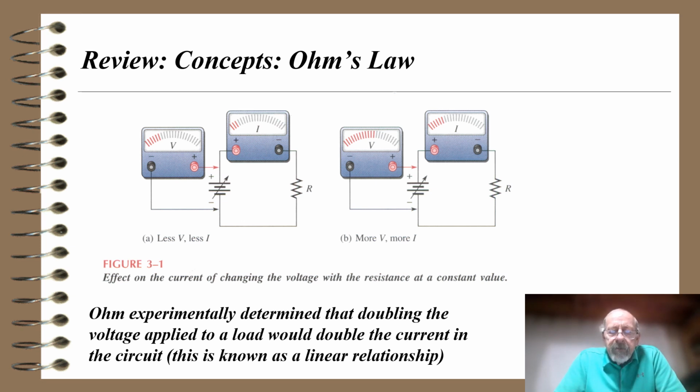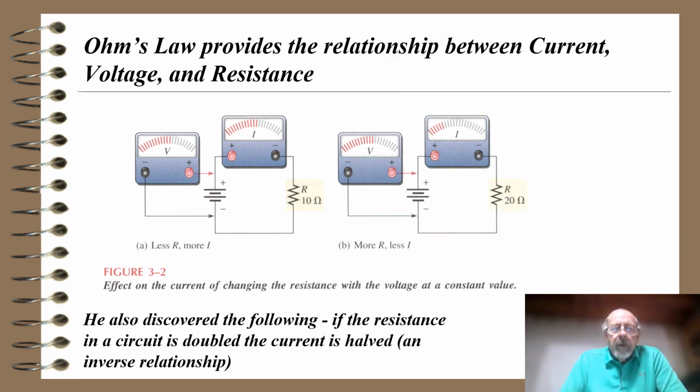On the right hand side, notice the voltage has gone up. There's more red bars, and what's happened to the current? It's gone up. So basically this shows us Ohm experimentally determined that doubling the voltage applied to a load would double the current in the circuit. This is known as what we call a linear relationship. So Ohm's law provides the relationship between current, voltage, and resistance.